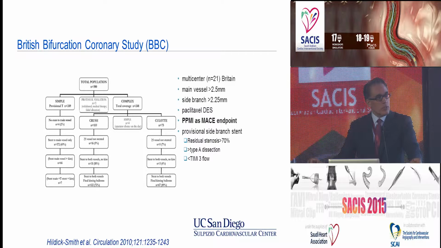The big difference between the BBC and the Nordic study is that peri-procedural MI was included as a MACE event. That's the only real study definition difference. The other difference is the side branch stenosis had to be 70% or greater to get a stent.